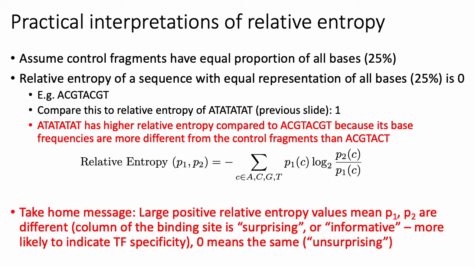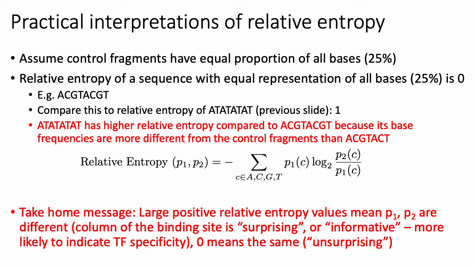On the previous slide, which was a poly AT sequence, we saw that the relative entropy was 1. The point here is that the poly AT sequence has a higher relative entropy compared to ACGT, ACGT, because the base frequencies are more different from the control fragments. The take-home message is that when you calculate relative entropy, if you see a large positive value, that means the column of the TF binding site that you're using to calculate P1 is more different from your model of the control fragments. And because it's different from the background genome, it's surprising.